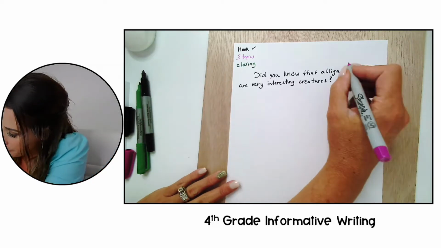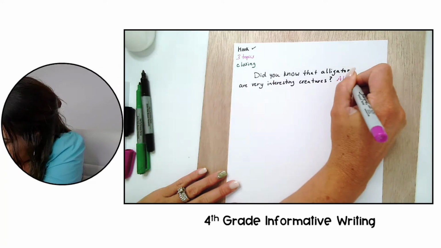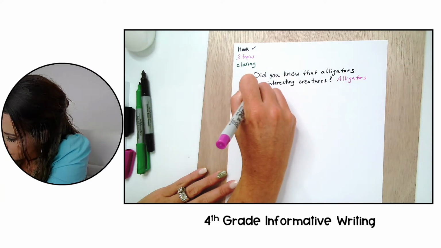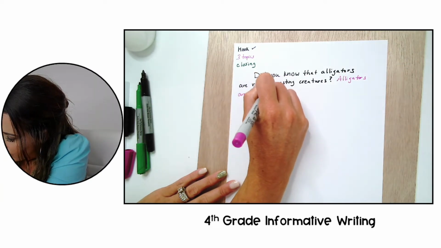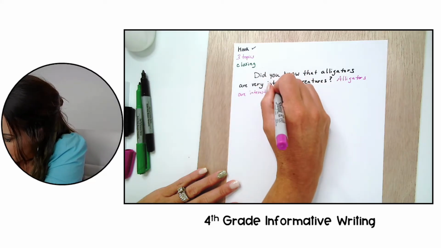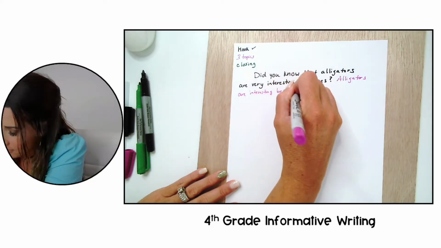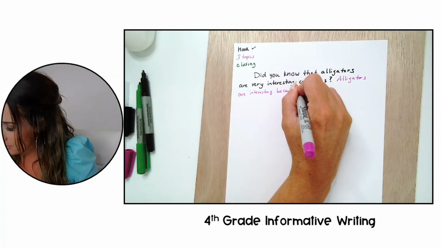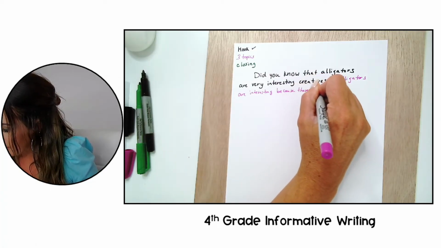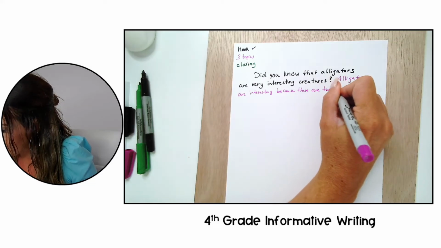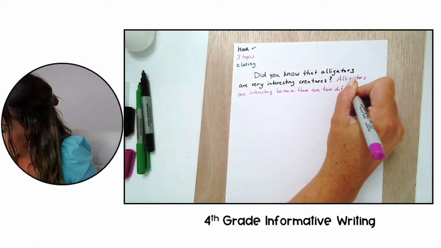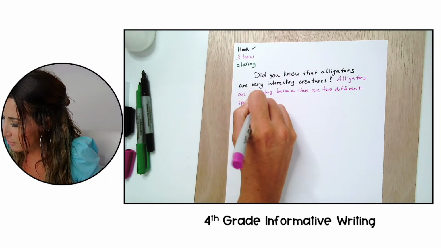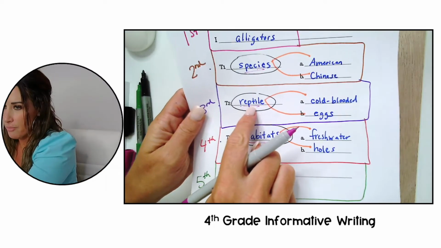So I'm gonna put alligators are interesting because, now my T1 is species, so I'm going to say because there are 2 different species, comma, my T2 is reptile.